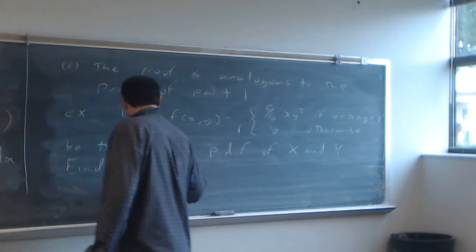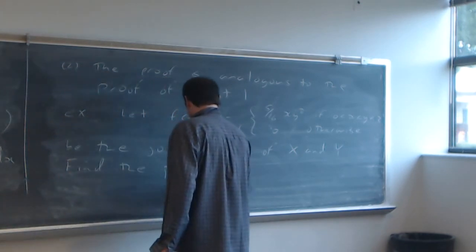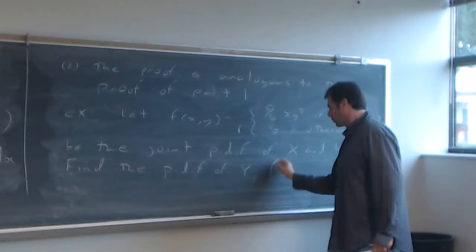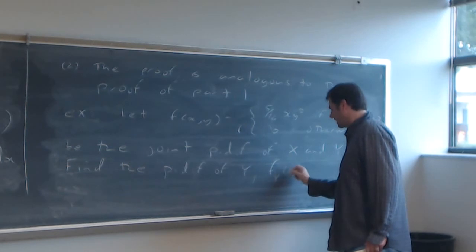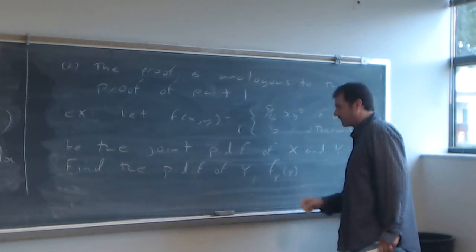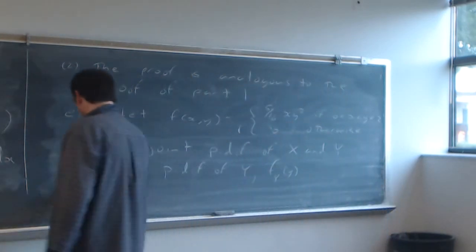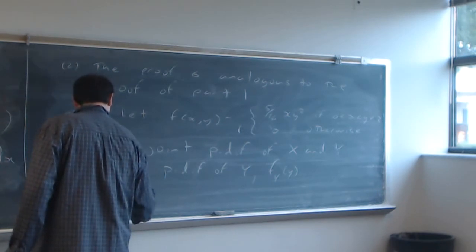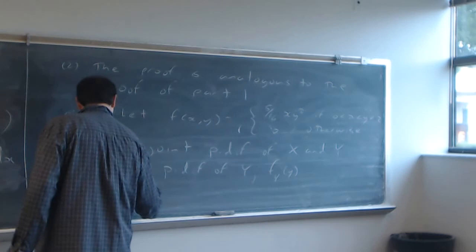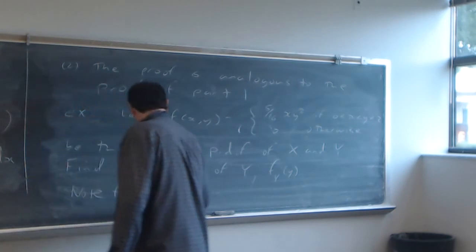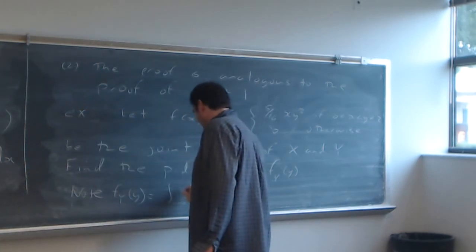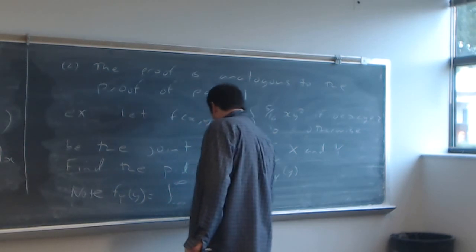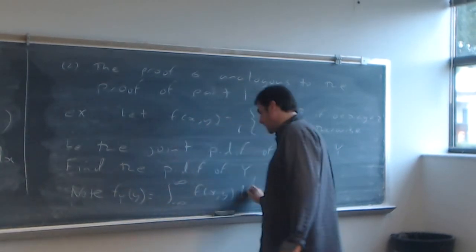Find the PDF of y. We'll correspond big F, little f, so big Y, little y. So what would we say? Well, note by our fact, f sub y of little y is equal to the integral from minus infinity to infinity of f of x comma y dx.